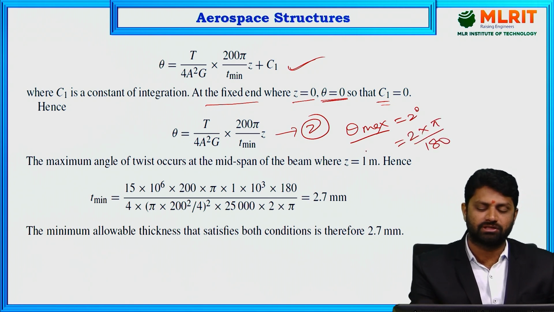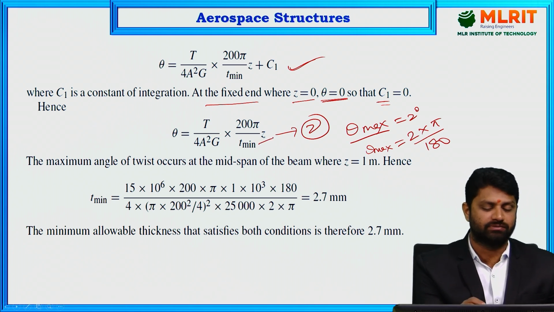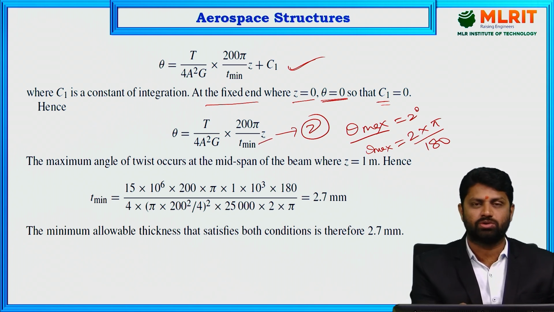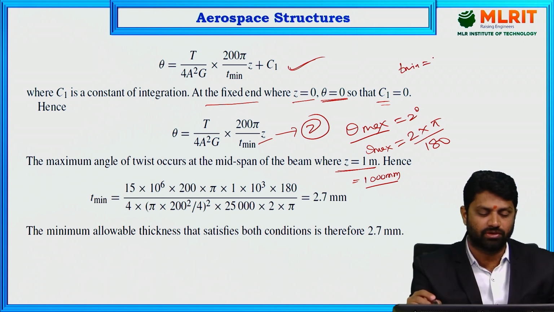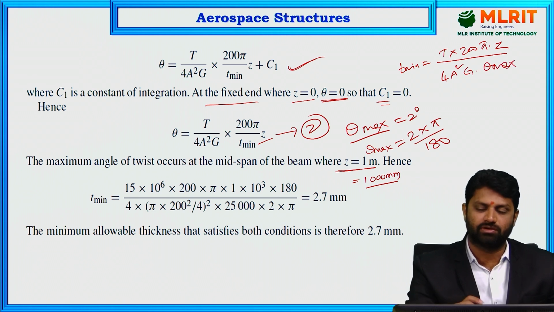Now for substituting theta max as 2 into pi divided by 180, let's substitute in the formula. Also z, since we are considering the mid span, and the total span is 2 meters, you can consider at mid span z equal to 1 meter, which converts to 1000 mm. So you can write 1000 mm and substitute here. Therefore t minimum equals T into 200 pi into z divided by 4A square G into theta max. So this is what we need to substitute.